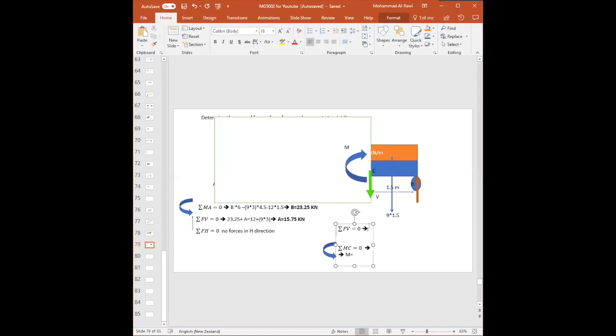So you have 23.25. What we're saying is going upwards is positive. So 23.25 is positive, minus 9 times 1.5, minus what? V. Can you find the value for V?